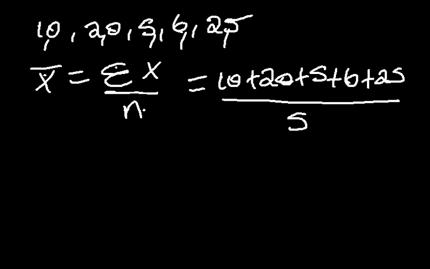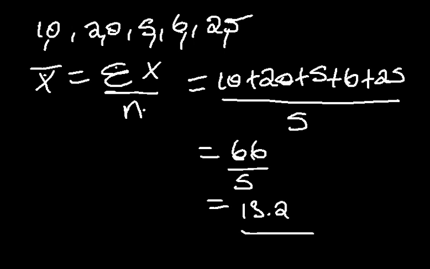So now what is the summation of these values? We have 10 plus 20, plus 5, plus 6, plus 25, and now we have 66, and then divide by 5, and what is that? That is 13.2. This is the average of the data values that we have.